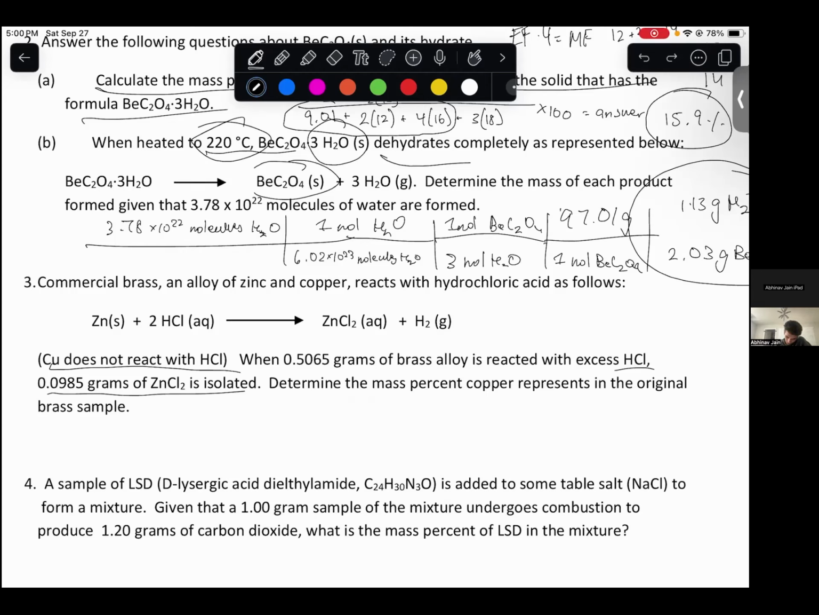Basically, it says determine the mass percent of copper in the original brass sample. So again, that's just the mass of the thing that we're interested in. So the mass of copper divided by the mass of our total sample, which we said was 0.5065 grams, then times 100. That'll get us our answer. So all we have to do now is solve for the mass of copper. We can do that. It says 0.0985 grams of ZnCl2 is isolated.